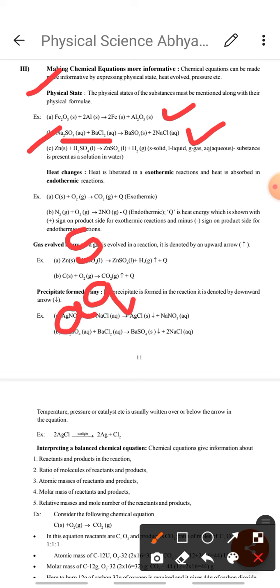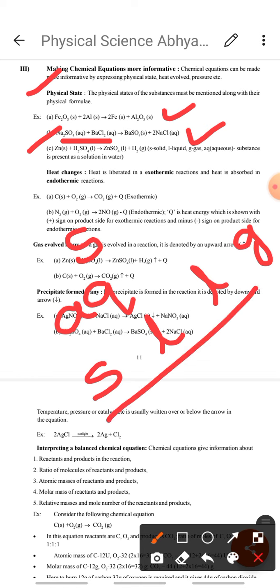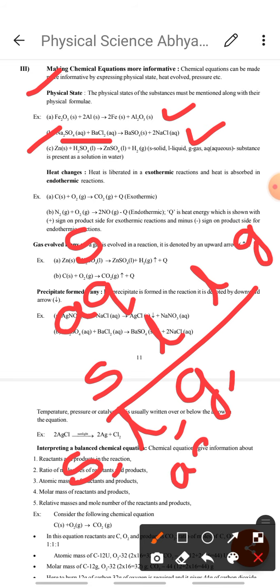In the third equation, zinc plus sulfuric acid gives zinc sulfate and hydrogen. So zinc is solid, sulfuric acid is liquid, zinc sulfate is liquid, hydrogen is gas. So generally these physical states are expressed with solids S, liquids L, gases G, aqueous solutions AQ.